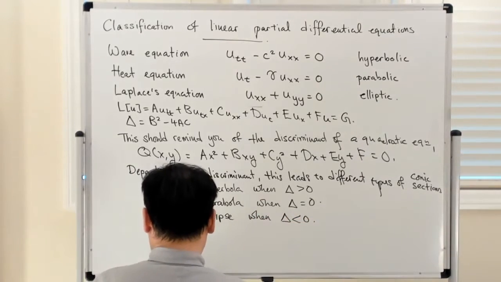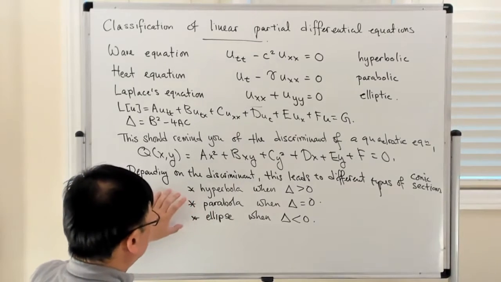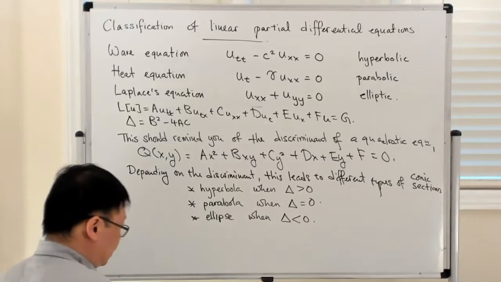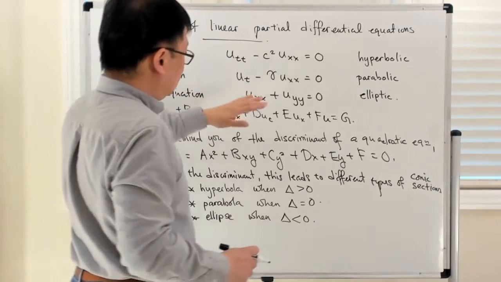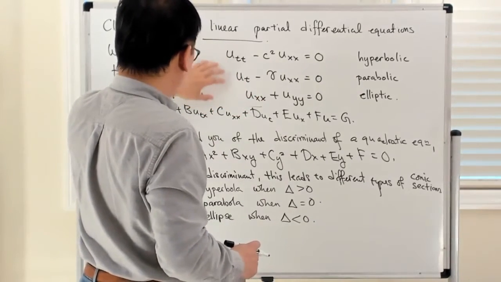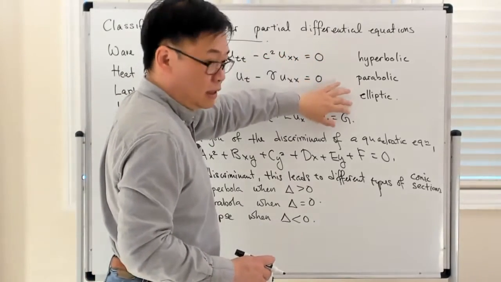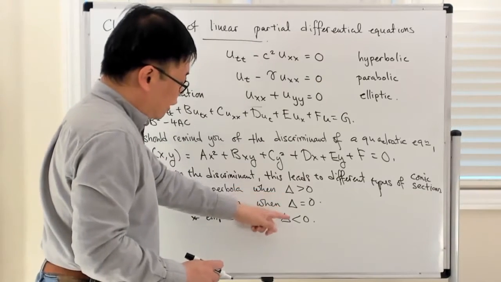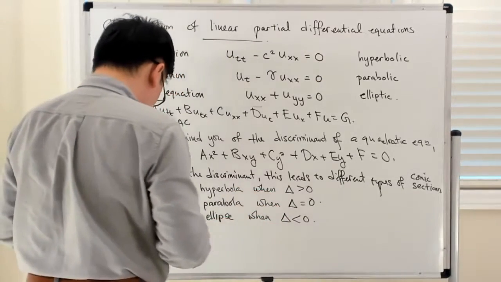Okay, so this terminology is what, if you will, motivates referring to these types of equations as hyperbolic, parabolic, and elliptic, right? As you might expect, that corresponds to the value of this discriminant here.